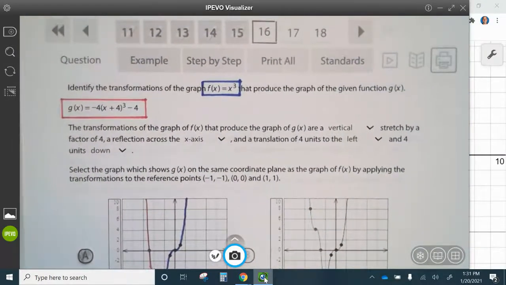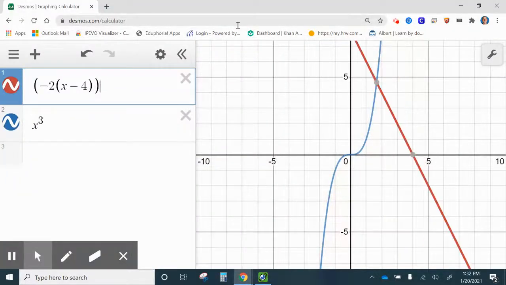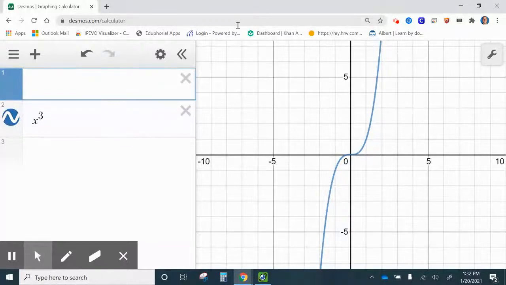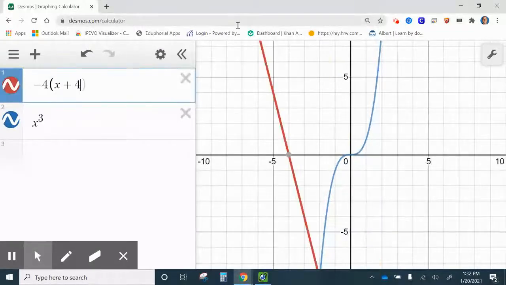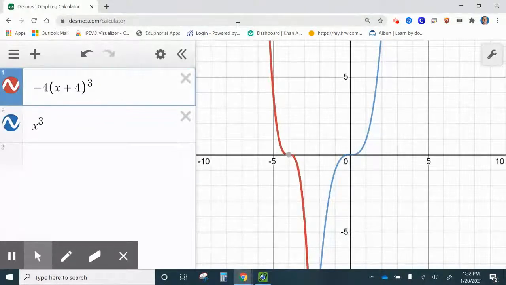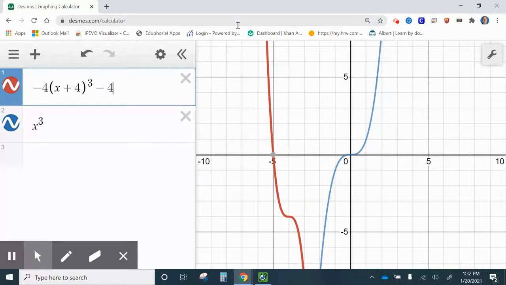Identify the transformation of the graph of f of x equals x cubed that produces the graph of the given function g of x. Okay, so we're going to graph that in Desmos. So negative 4 parentheses x plus 4 parentheses cubed minus 4. All right, so there's our graph.